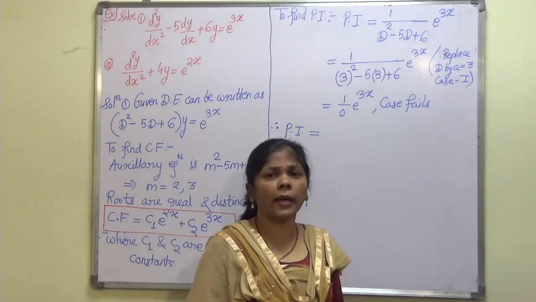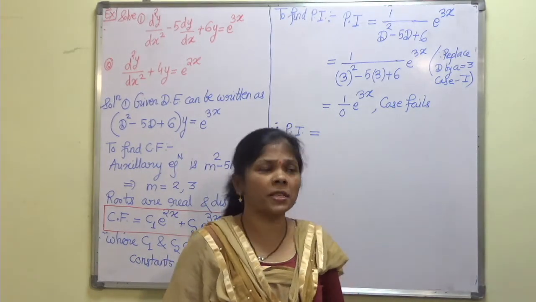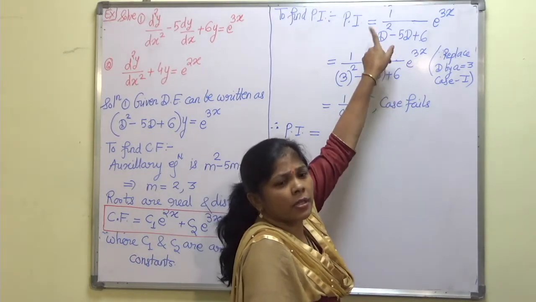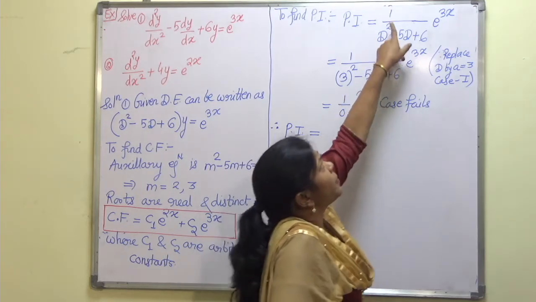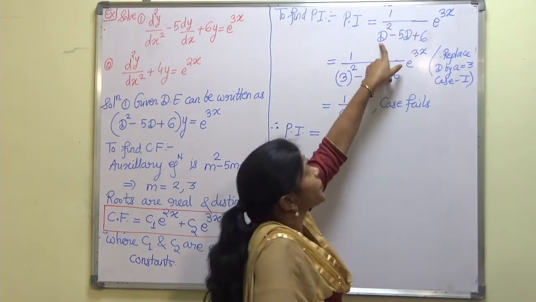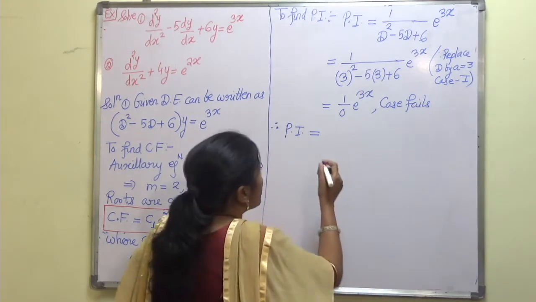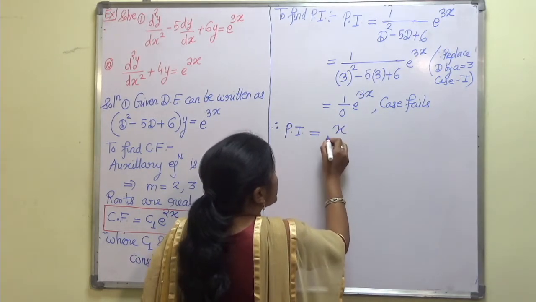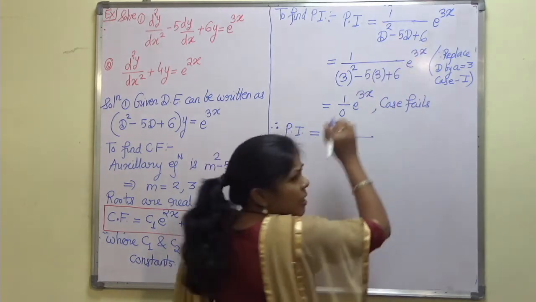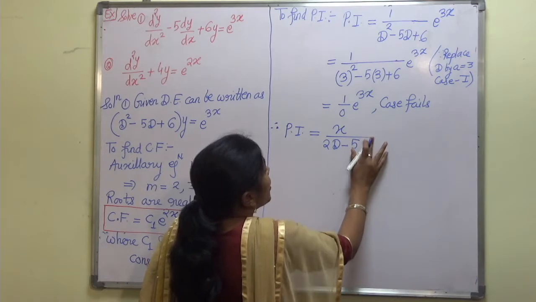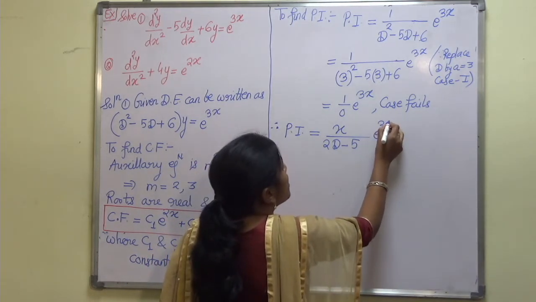We'll go back to that step where we have done the replacement. So where we have done the replacement? Here. So we will come back to this step, right? Then multiply numerator by x and differentiate denominator with respect to d. So what we will get? So therefore particular integral is x upon, now differentiating this, what it will be? 2d minus 5 operating on e raised to power 3x.